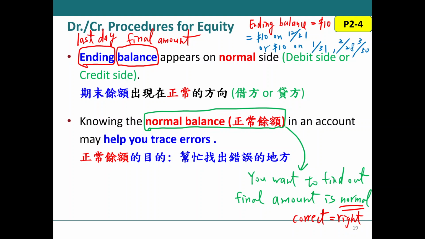For accounting, we always have to double check every number. Why is that? Because the number is dollars. $1, $2, $3. So always we have to double check whether the number is correct or not. So we want to double check your final amount is normal, correct, right, or not. Okay? So that's why we have to make sure your balance is normal balance. Your balance is normal, correct. Okay? Then how to do that?